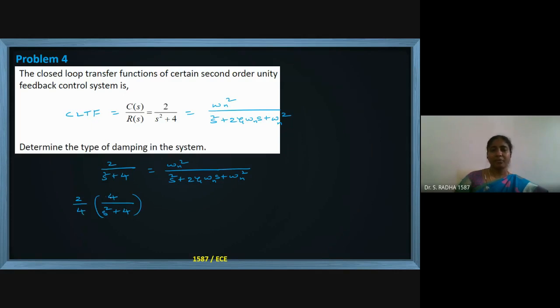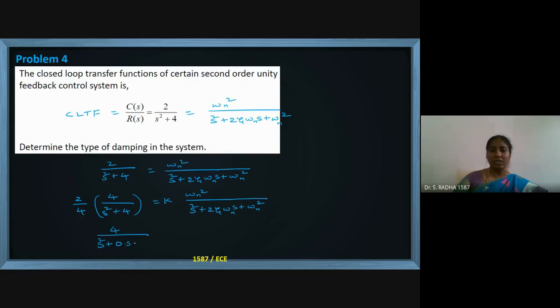I am multiplying with 4 and dividing with 4. This 2 by 4 is a random constant, so I will put k here. Then I will take omega n square by s square plus 2 eta omega n s plus omega n square. Now compare: the denominator second term is not there on the left side. I will avoid the k value in the next step. Now in 4 by s square plus, the s term is not there, so I will put 0 into s.